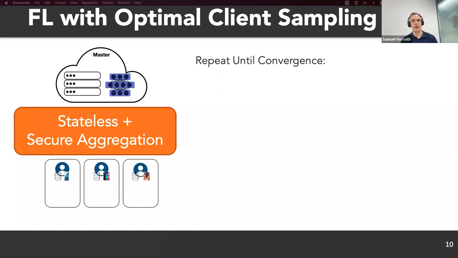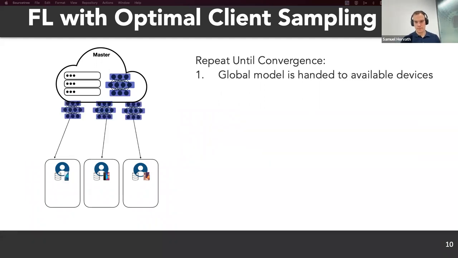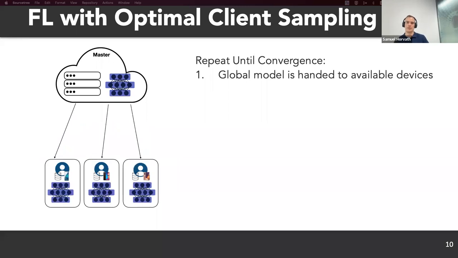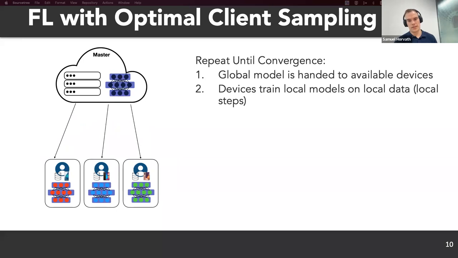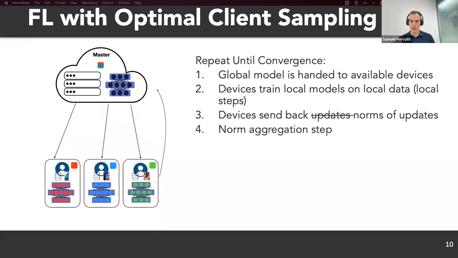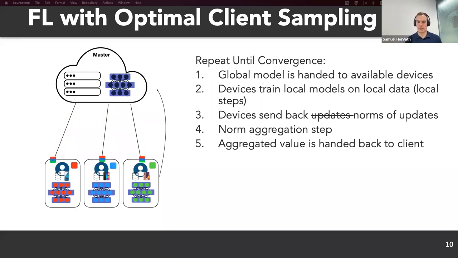But there's actually a way to do it. And this is what we show in our work. And let me present our proposed solution. So the first two steps are identical to the standard round of federated training. But there is a difference in the third step, where instead of sending updates, clients only compute the norm of their update, which is communicated to the master, which aggregates these norms and sends the aggregated value back to the clients.